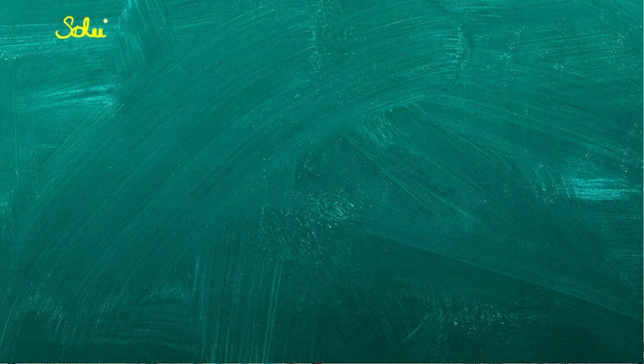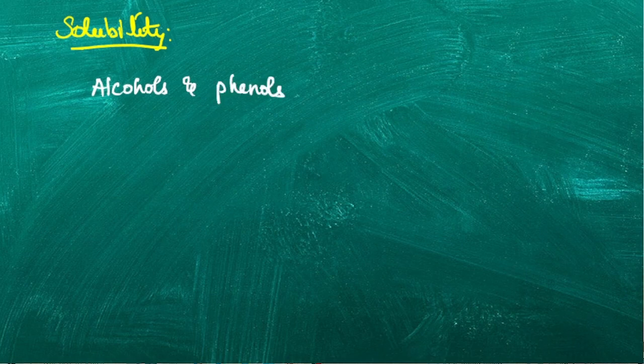Solubility. Okay. So what is solubility all about? Solubility means how it will mix with the compound. So solubility means how it is going to mix with water. So, the solubility of alcohols and phenols in water: they are soluble in water.